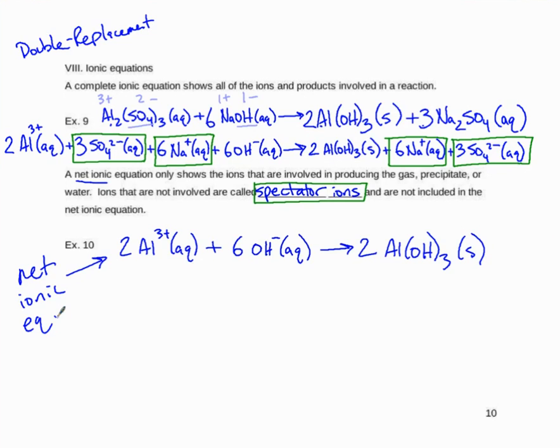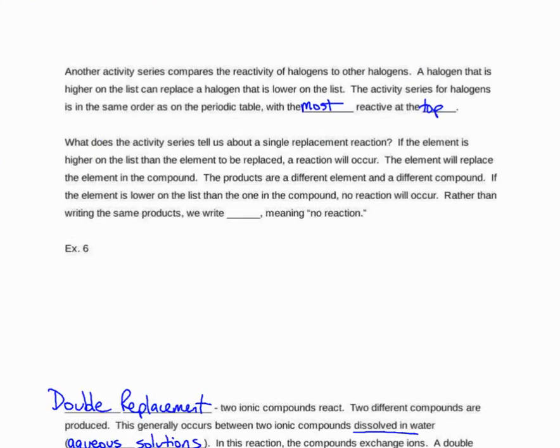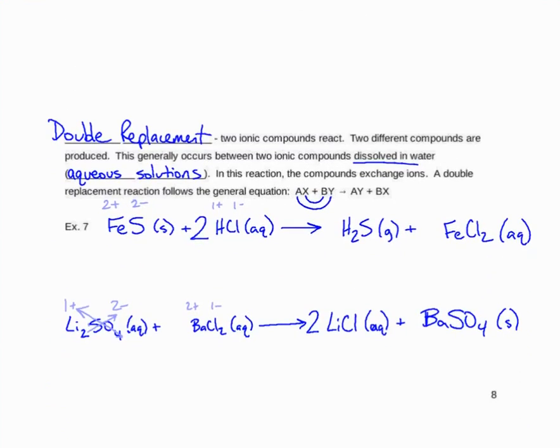So I'm going to go back all the way to page 8. And we had some double replacement reactions here. So I'm going to write the complete ionic equation. And I'm going to do it in a different color here. So I'm going to write the complete ionic equation in red.